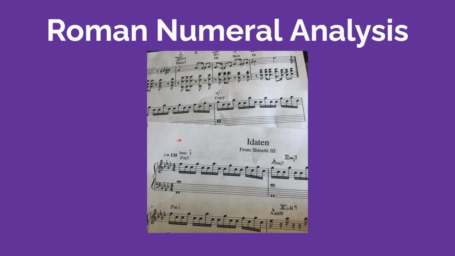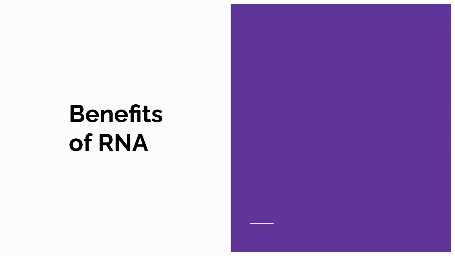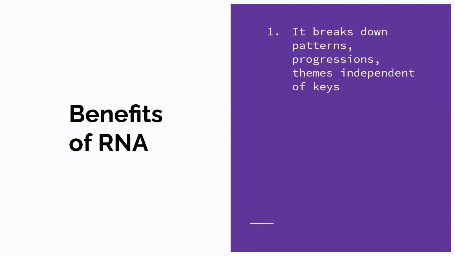So there's lots of benefits to doing this. You might be asking yourself, well, why the heck would I do this? There are lots of benefits to Roman numeral analyses. Number one is it breaks down the patterns, progressions, and themes of a piece independent of keys. So a 2-5-1 or a 3-6-2-5-1 is going to be the same no matter what key it's in.